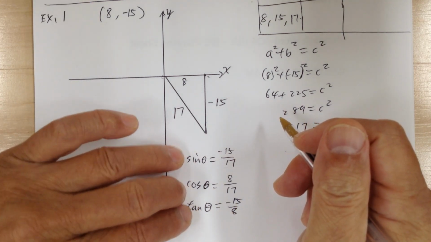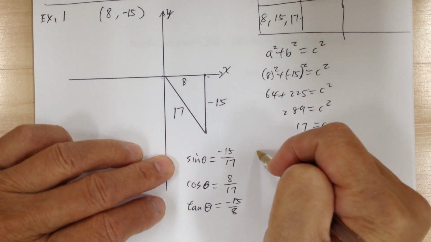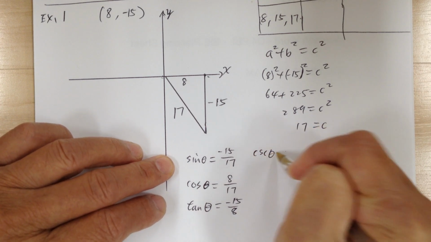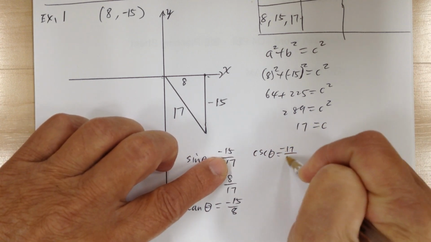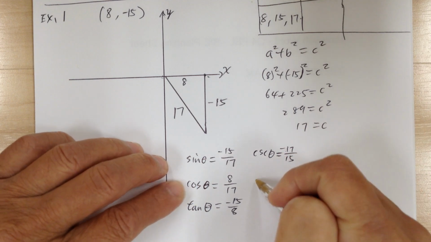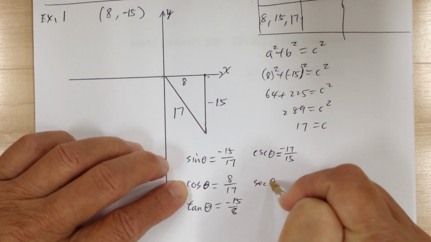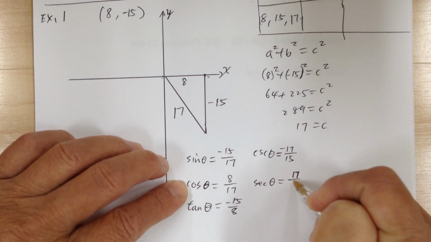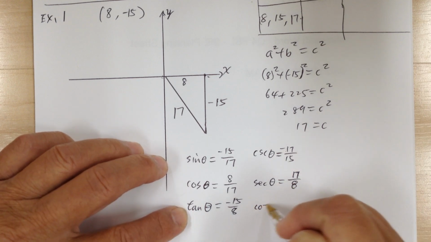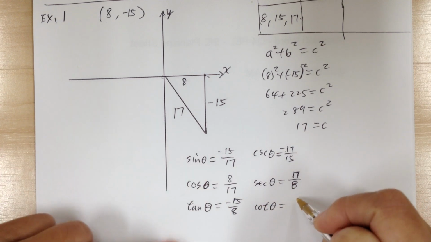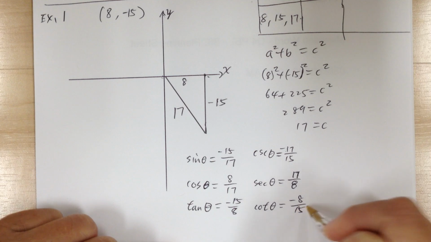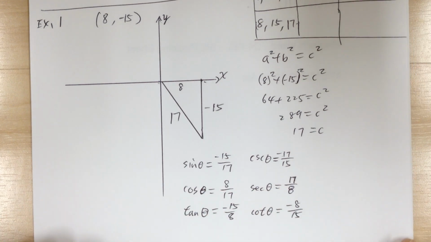Then once you get the primary ones, for the secondary ones you can just take the reciprocal, right? So cosecant will equal negative 17 over 15. And secant, going with cosine, would be equal to 17 over 8. And cotangent would equal, flip it over, so it would be negative 8 over 15. Okay, and that's the answer for example 1.